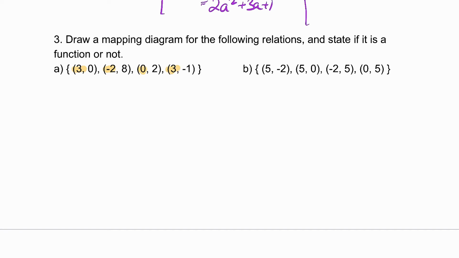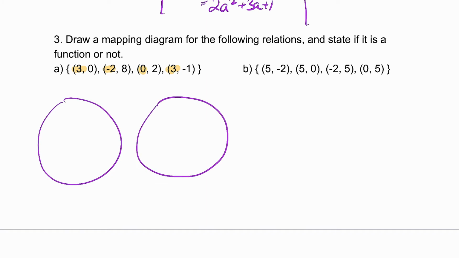But let's do the mapping diagram, and then I'll show you how I can see from a mapping diagram whether it's a function or not. So our mapping diagram is, we need to draw 2 circles or ovals to contain our domain and range. So these are meant to be sets as well. So let's just go list it off, 3, -2, 0. And just like in set notation, we don't want to repeat values in here, so we're not going to write the 3 again.